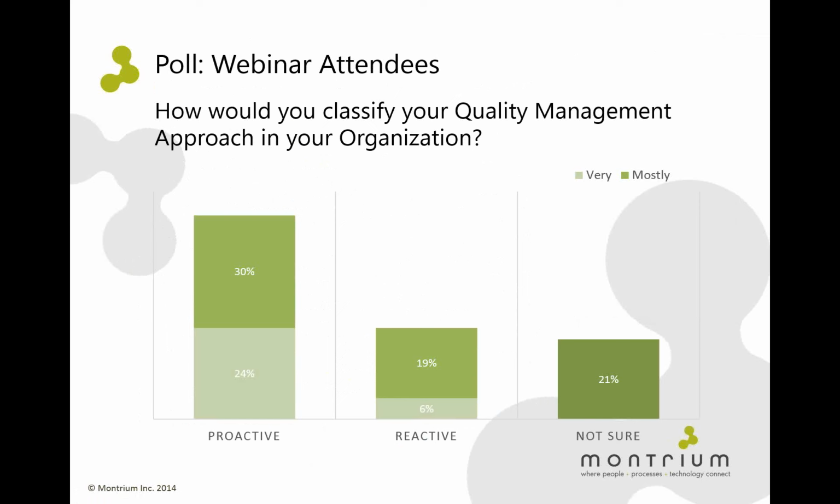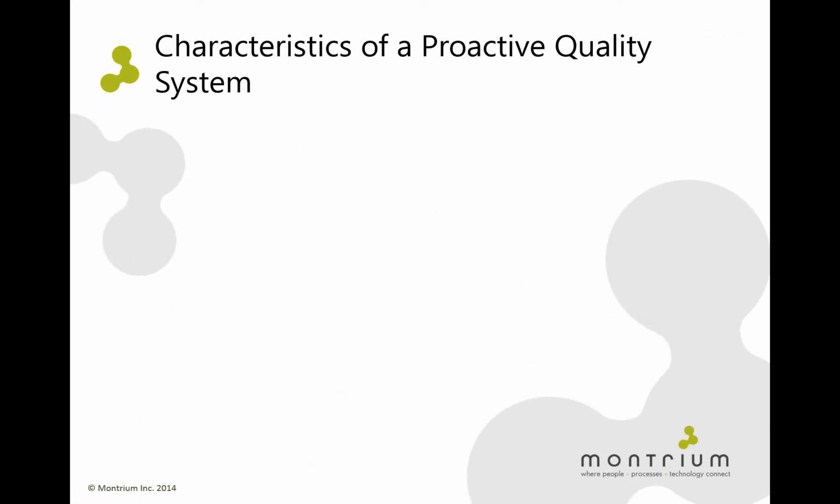24% of you said that you were very proactive, so that's very interesting. It would be interesting to hear how you achieved that. 25% of you said that you were still reactive, and 21% said you weren't sure. So let's now talk about the characteristics of a proactive quality system.